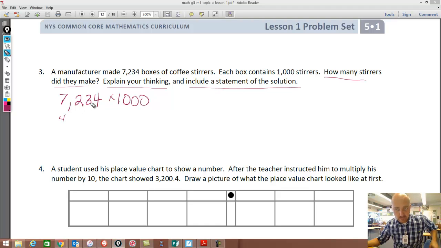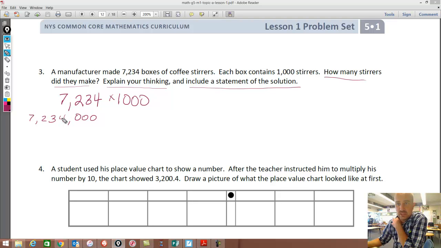I'm moving my 3. I have 30 boxes. Instead of having 30 boxes, now I have 30,000. I'm going to put some zeros in here to keep this straight. That 30 became 30,000. My 200 became 200,000 stirrers. And my 7,000 boxes, 1,000 times 1,000, holy smokes, that's going to be 7 million. All of these just got bumped over by 3 places, didn't they? They got multiplied by 1,000.